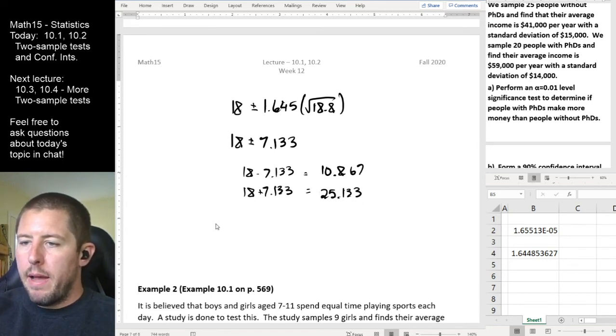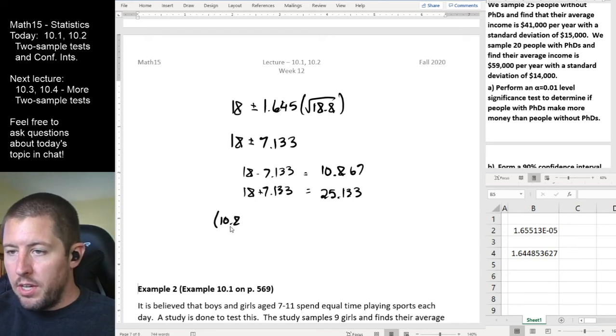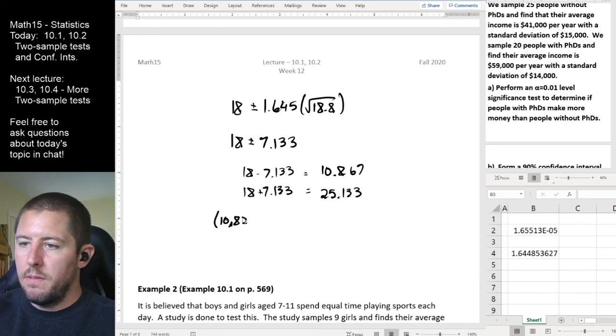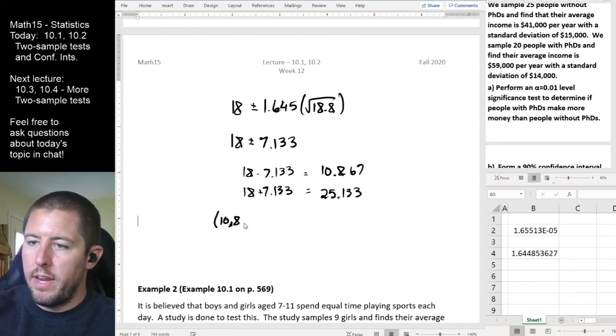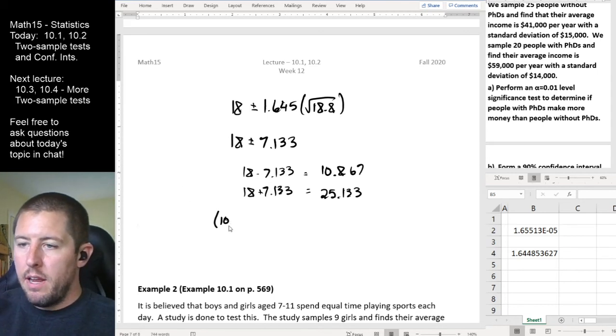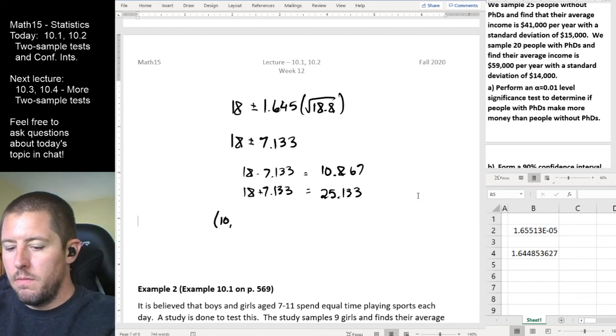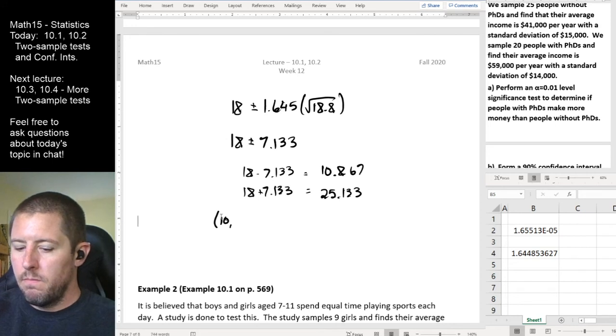And so I could state my confidence interval as, okay, here's what I should do now. I'm going to switch these to dollar amounts since we're representing tens of thousands. $10,867 up to $25,133.